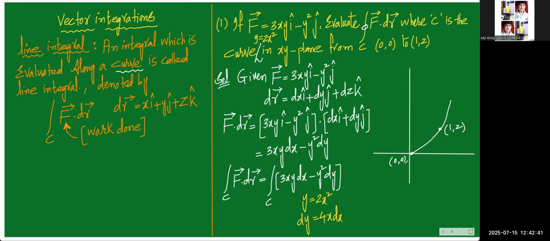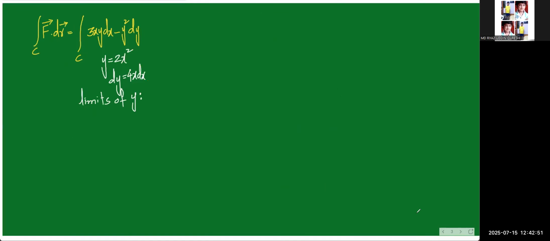So the limits of y, this is x and this is y. What are the limits of y? 0 to 2, right? y is equal to 0 to y is equal to 2, and y and dy are in terms of x. So now plug in all the values.